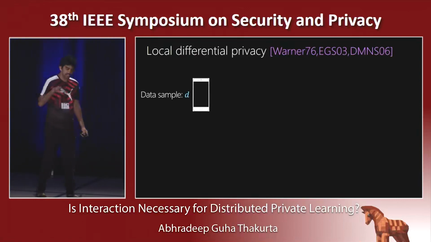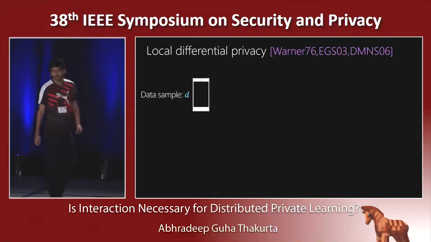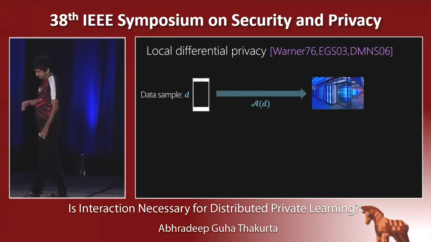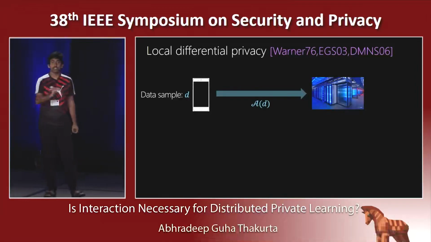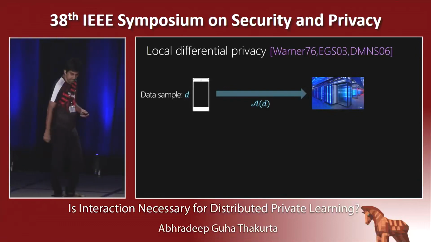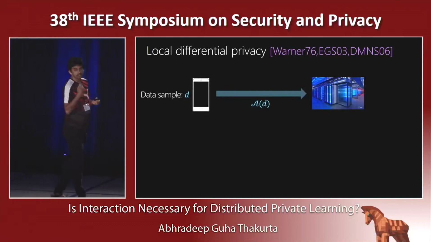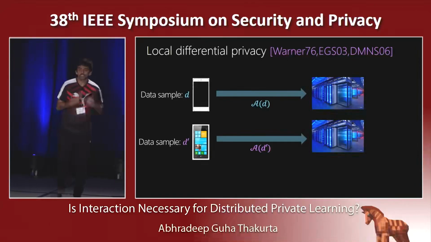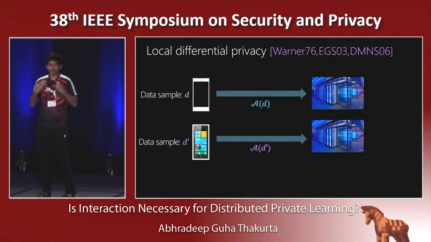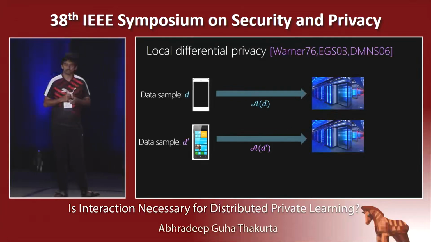So here, you can think of the device as a data sample. It runs an algorithm on this data sample and produces some information which is sent to the server. Now, for the purposes of the talk, consider this algorithm to be randomized. So A of D is actually a random variable. Now, consider a contrapositive scenario where I have changed this data sample to D prime, and the algorithm runs as it is on this data sample and produces the information and sends it to the server.